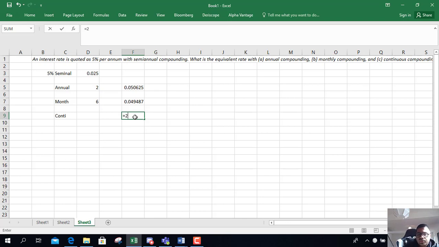Frequency was given 2 into natural log. So 2 into ln natural log. Always whenever you are converting normal rate into continuously compounding rate, we use natural log. 1 plus semi-annual compounding rate. So that is this one. So it is 4.93. So if semi-annual rate is given, annual equivalent is this, monthly equivalent is this, continuous compounding equivalent is this one.